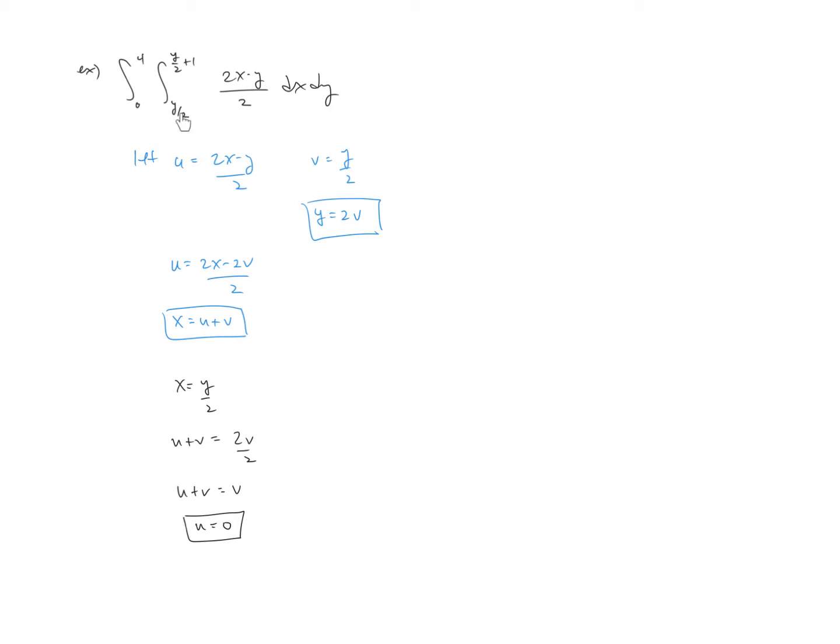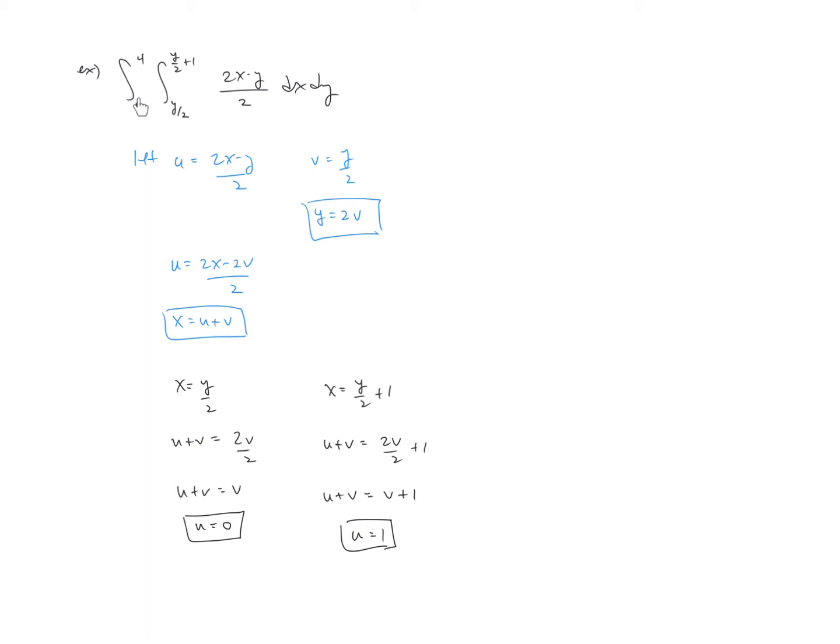So I went ahead and I've done this one. Let's do this one now. Let's say that x equals y over 2 plus 1. Then our u plus v would equal 2v over 2 plus 1. So u plus v equals v plus 1. In other words, u equals 1.